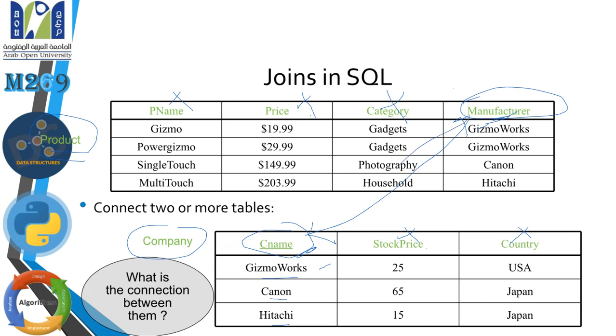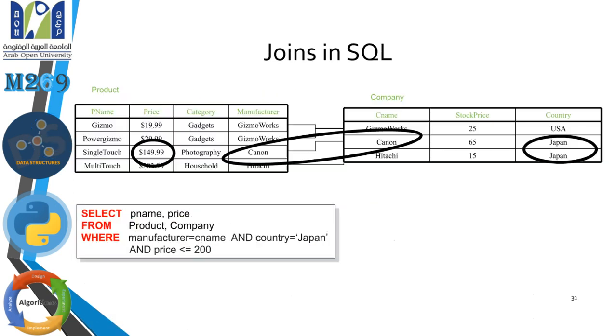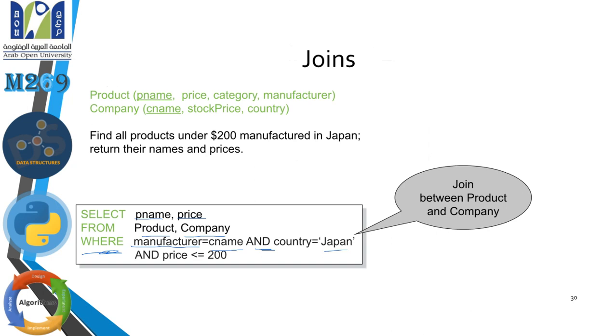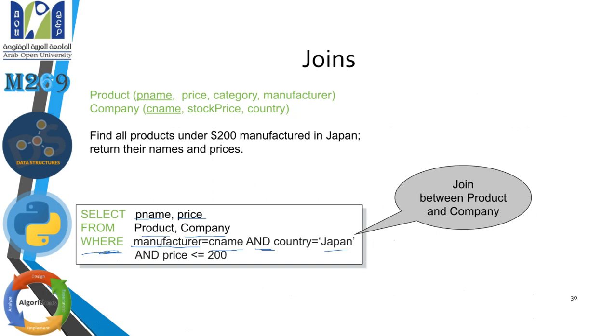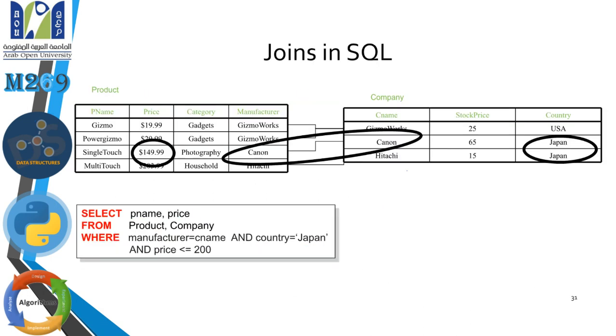The output is Gizmo, Canon, Hitachi. But they want only from Japan, so they will take out this one from the output because only these two are from Japan. And the price is less than 200. This is satisfying the condition. So the output is Canon, Hitachi. You see? Sorry, what I meant here is the price of the product. So the price is here less than 200. It's only this one, single touch. Not the stock price, the price. Here, it was clear, the price.